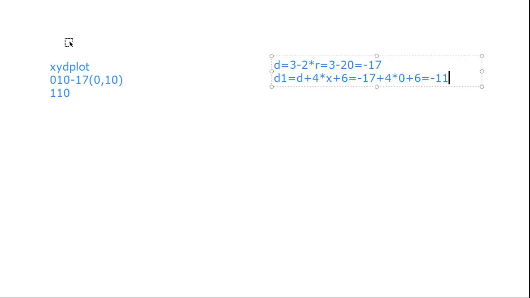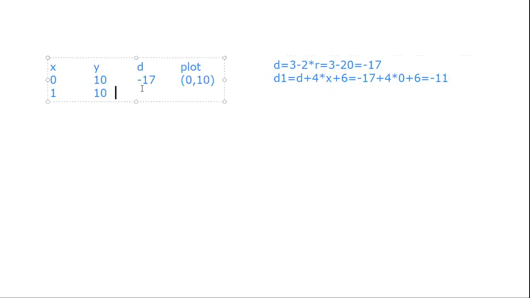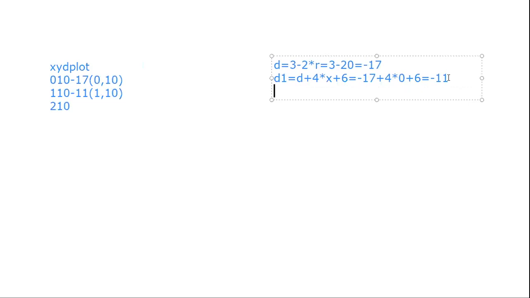Yes, now we will put that value over here, minus 11. Plot will be now 1 comma 10. Okay, go ahead. X is going to increment. What about y value? Same, not going to increment, right? Now again calculate the next value, say D2. Same formula again, because it is again a negative value, right? So should I write directly minus 11?